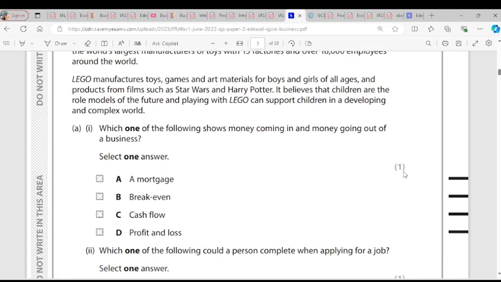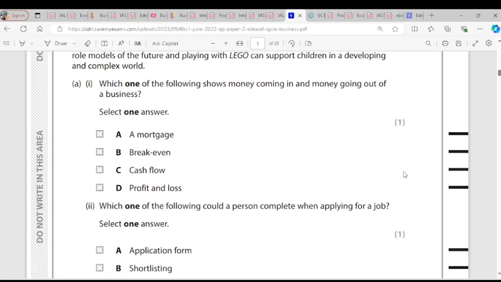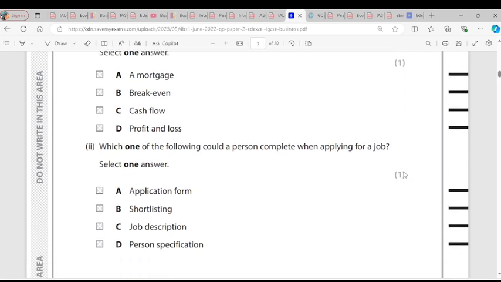The first question says, which one of the following shows money coming in and money going out of a business? Money coming in and going out of the business is cash flow. So it is C. Cash flow represents cash inflow and cash outflow. Is it clear, please?